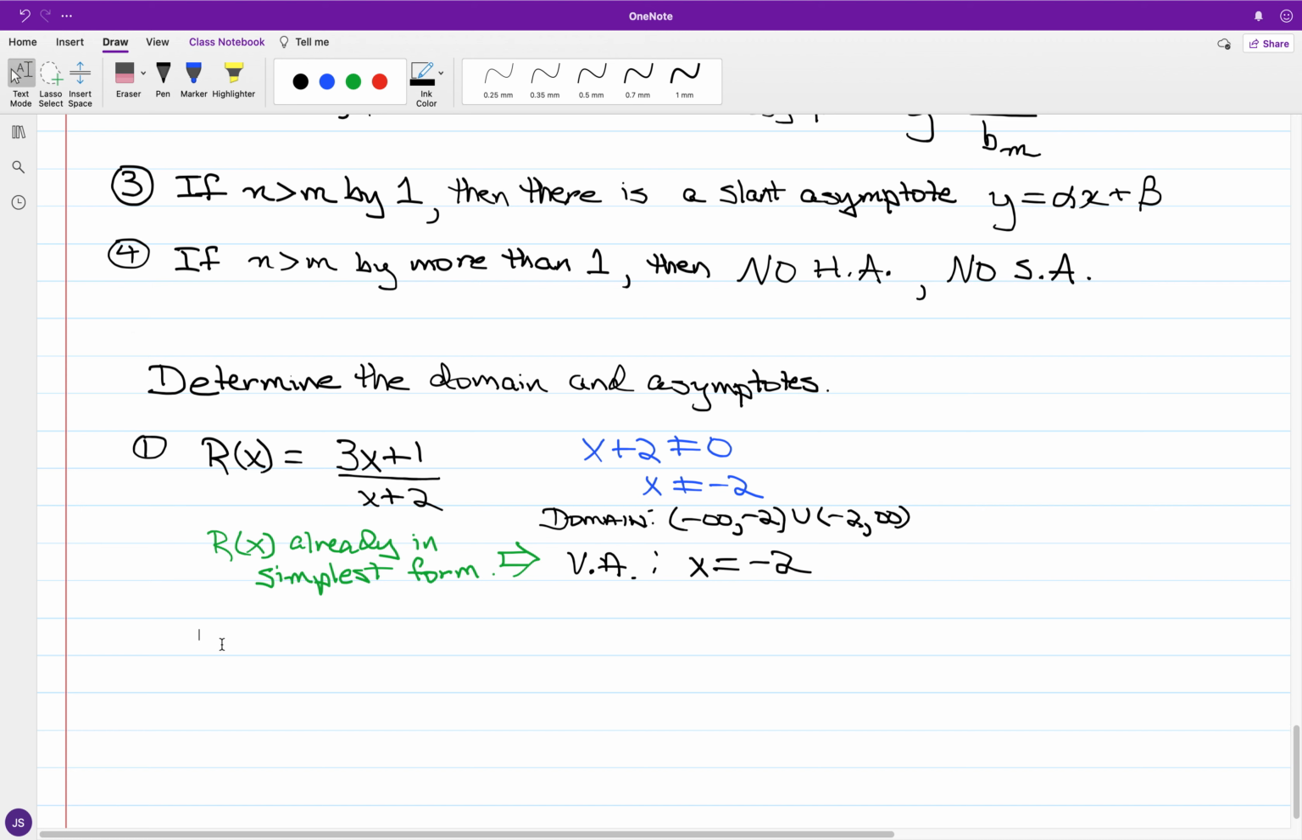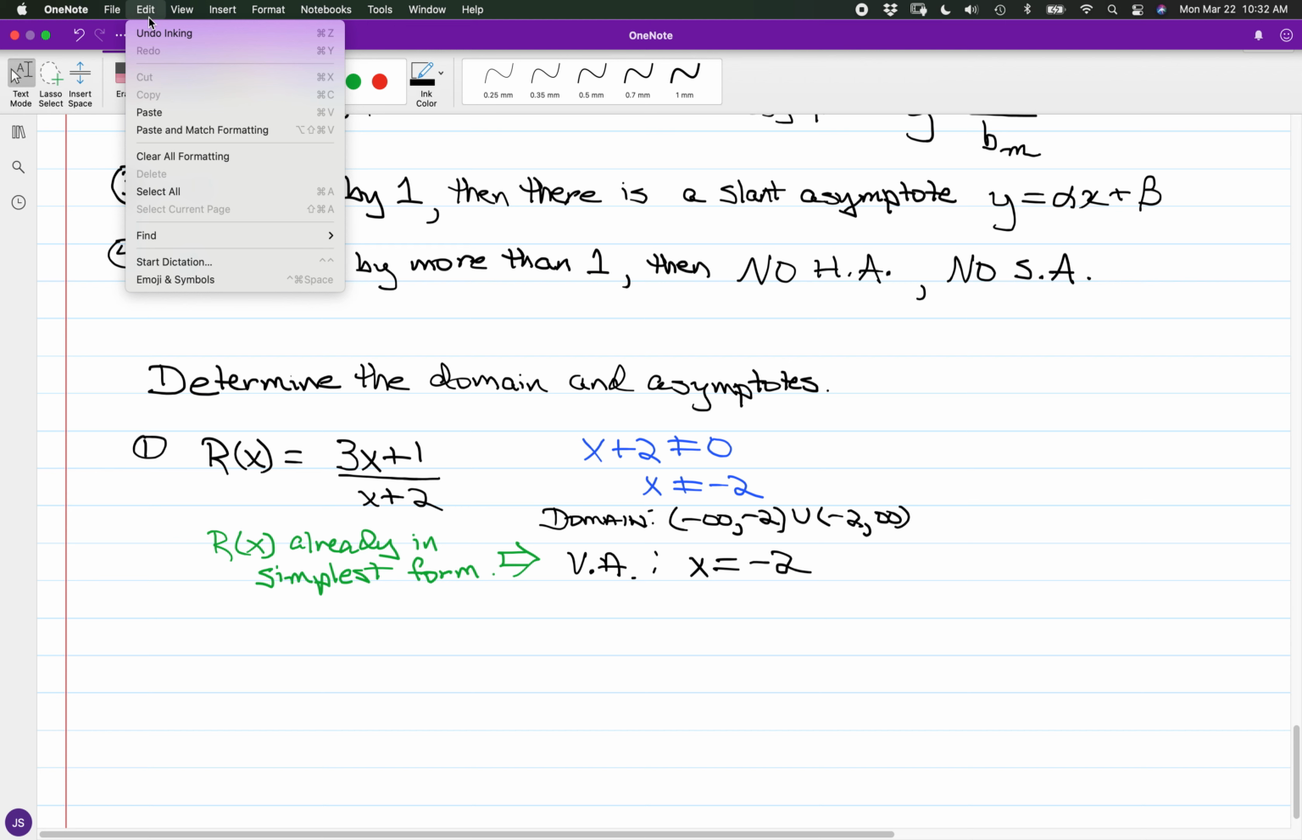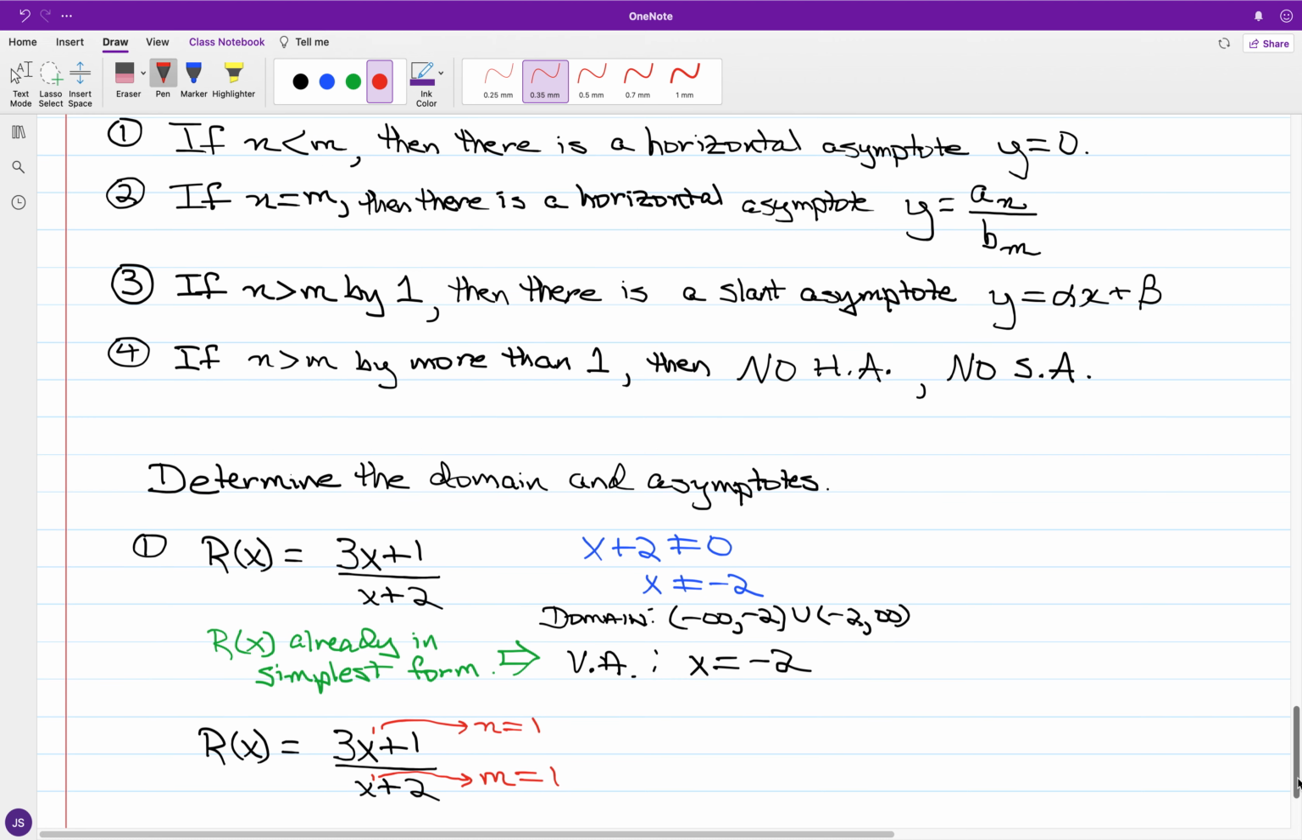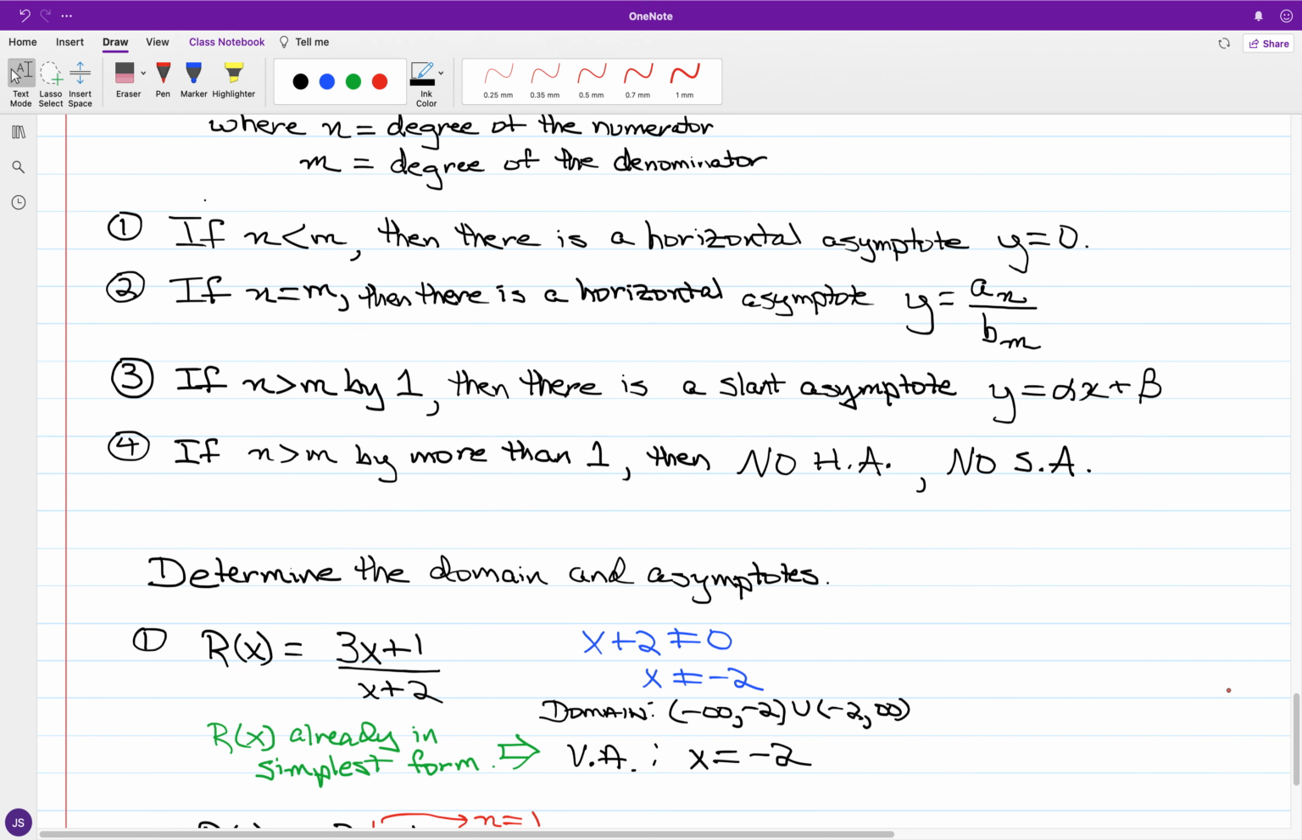Now, in terms of any other asymptotes, this comes down to degree comparison. With 3x plus 1 over x plus 2, the degree of the numerator is 1, so n is equal to 1. And in the denominator, the highest order term is x, which is also first order. And so we have n is equal to m.